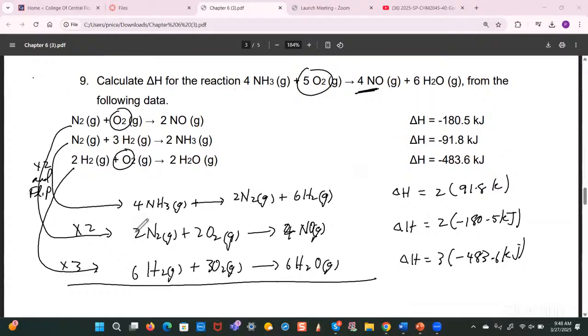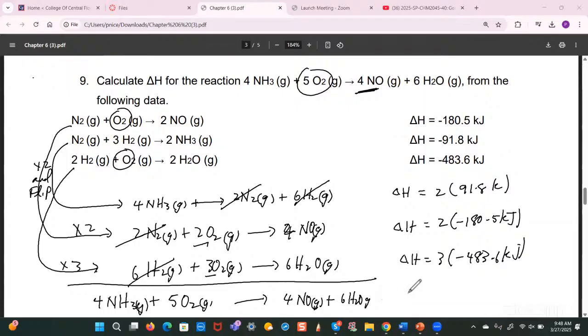Okay, so again, we add these up, and when you add these up, you should get this equation here, right? So let's see what will cancel out. These 6 hydrogens will cancel out with these 6 hydrogens. These 2 nitrogens will cancel out with those 2 nitrogens. And I think that's all as far as canceling is concerned. So we'll just write on what is left, which would be 4 ammonia plus 5 O2 gas. And you understand how we get 5, right? We get 5 by adding 2 plus 3 here, right? And then on the right side, you're going to end up with 4 NO gas plus 6 H2O gas.